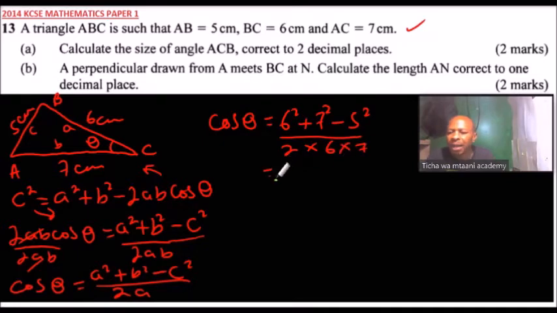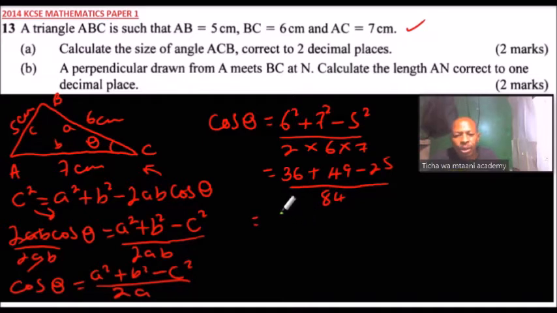So you can use now your calculator, which you find this is 36 plus 49 minus 25. You divide by 7. This is 12 times 7 is 84. So when you divide that, you get it is equal to 60 divided by 84, which gives you, when you divide that, 0.7143 using a calculator. That means the cosine of theta is this.